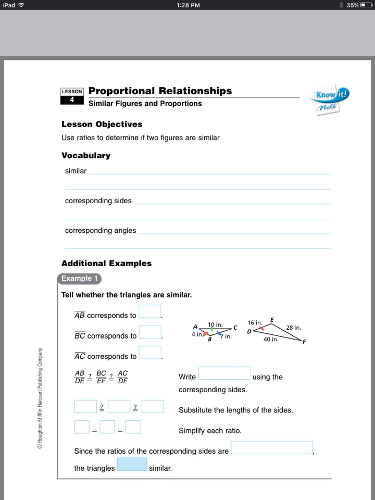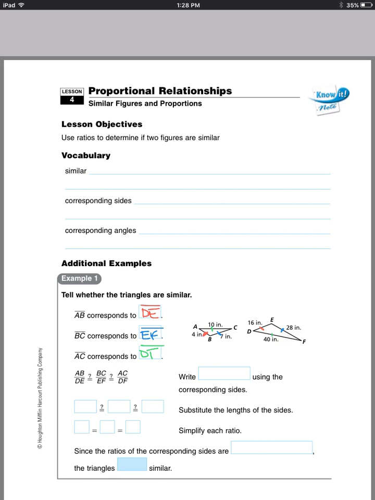BC corresponds with EF, same reason. BC is the middle length, EF is the middle length, and then AC in green corresponds with DF because they're both the longest length. So AB corresponds with DE, BC corresponds with EF, and AC corresponds to DF. Okay? Plus it tells us below.